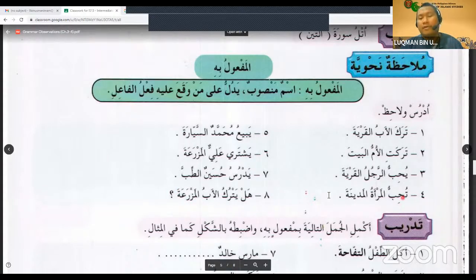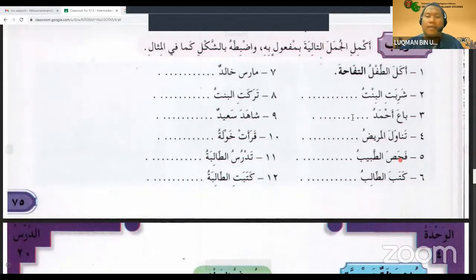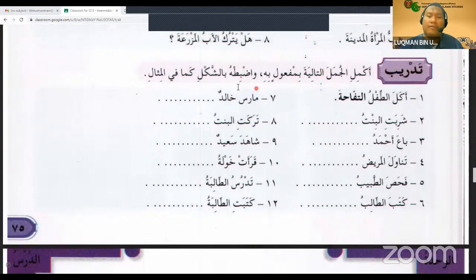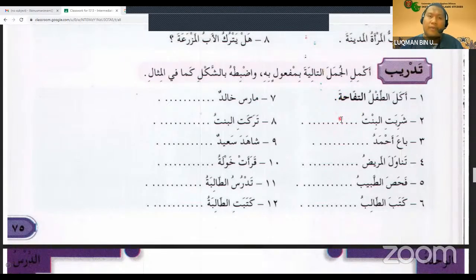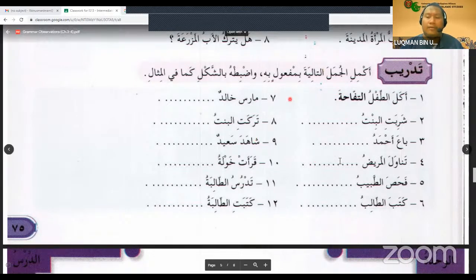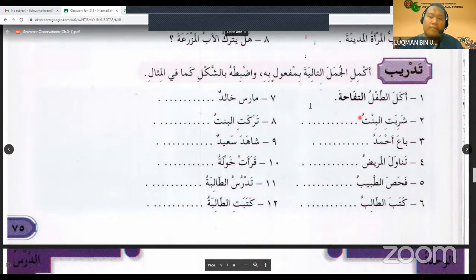So these are examples of al-maf'ul bihi, the direct object or object of the verb. The exercise says: complete the following sentences with a direct object and vocalize it as in the example. So you just add a noun that will act as an object. Example: akala at-tiflu at-tuffaha, the child ate the apple. Shariba al-bintu al-halib, the girl drank the milk. And so on and so forth.